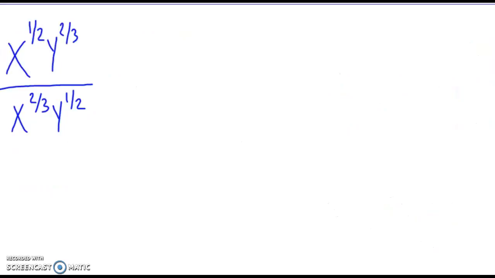So let's just practice. There are many different strategies that you can use to simplify. I always get it down to 1x and 1y first. So I have x to the 1/2 and x to the 2/3. So I'm going to do 1/2 minus 2/3, so 3/6 minus 4/6 means I have x to the negative 1/6 in the numerator. Then I'm going to simplify my y's.